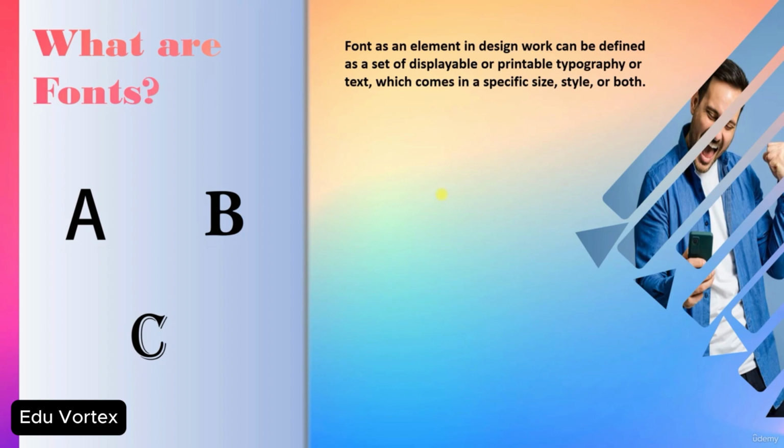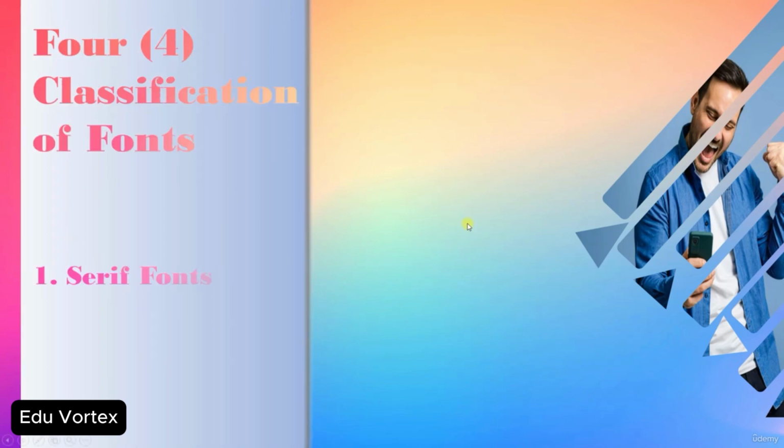Alright, so as we have on the screen, fonts as an element in design work can be defined as a set of displayable or printable typography or text, which comes in a specific size, style, or both. So as you can see on your screen, the alphabets A, B, and C have three different types of fonts applied to them. In our next lecture, we are going to look at the classifications. Until then, see you.